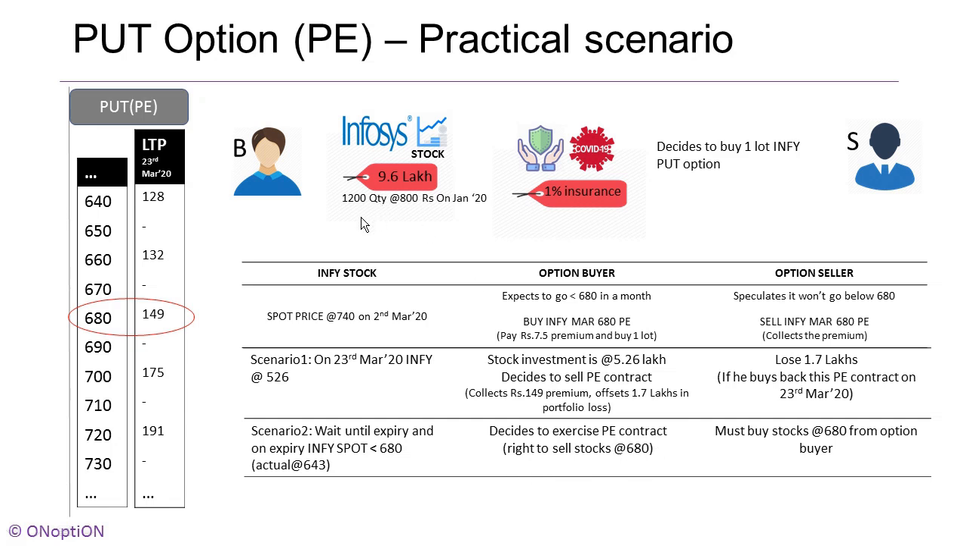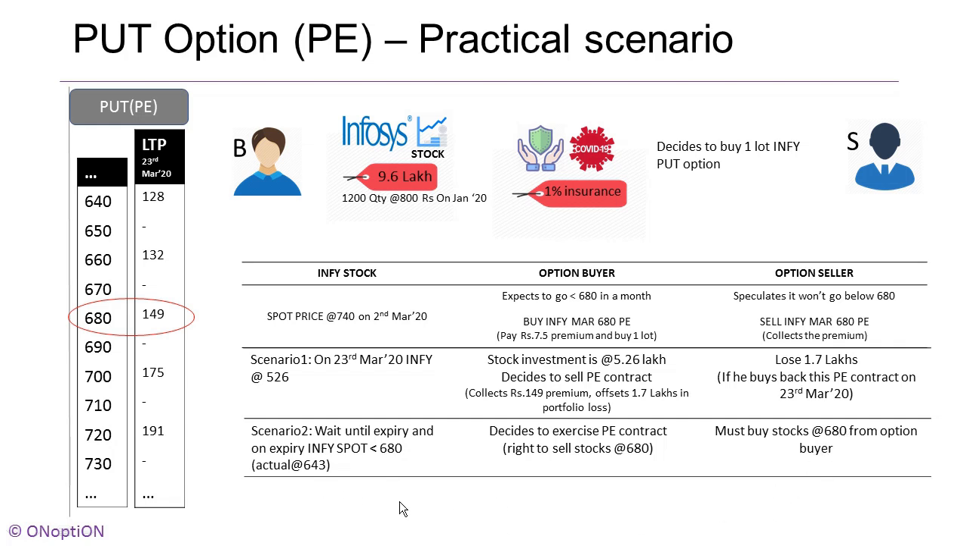He already holds 1200 stocks. He has the right to sell these stocks at 680 rupees even though the current market price is 643. So he can minimize his loss because he is able to sell at 680, higher than the current market price. What happens to the seller? The seller has an obligation to buy the stock at 680 rupees even though the current price is 643 rupees. So he would be losing this difference in price.